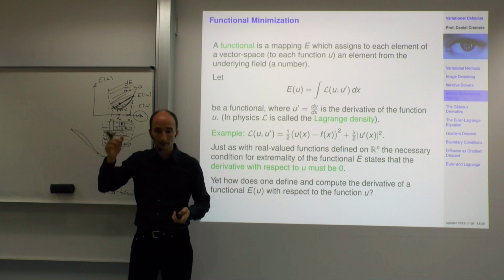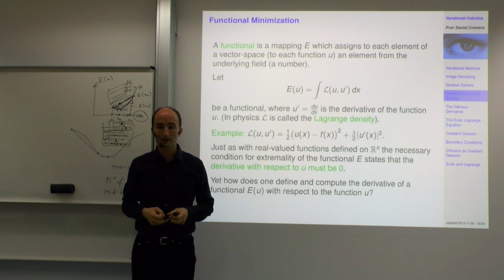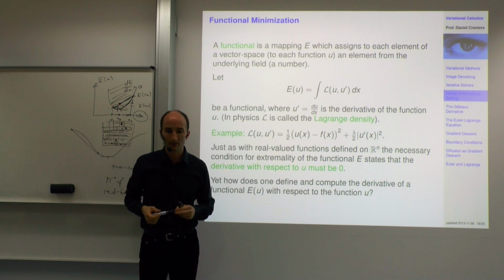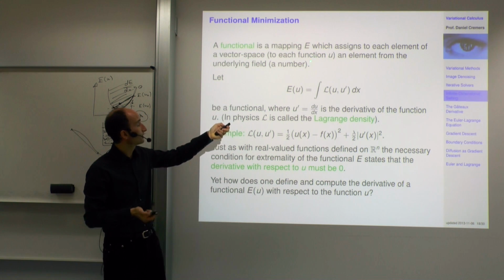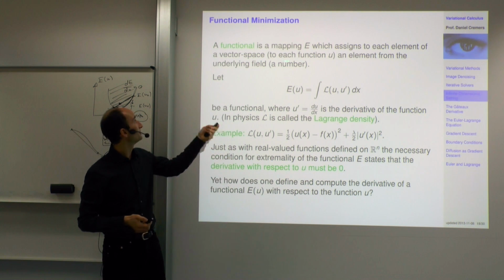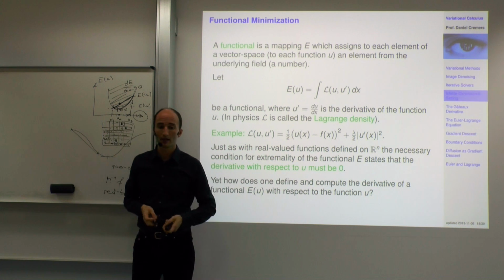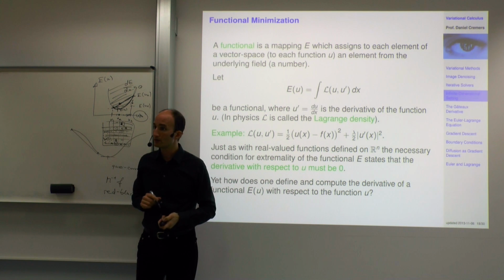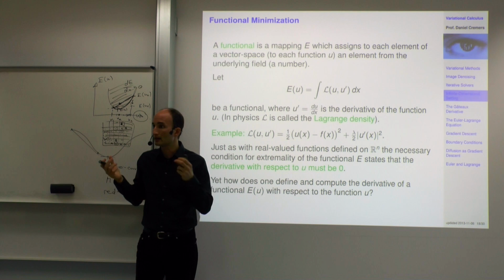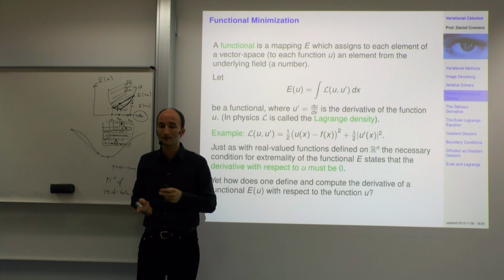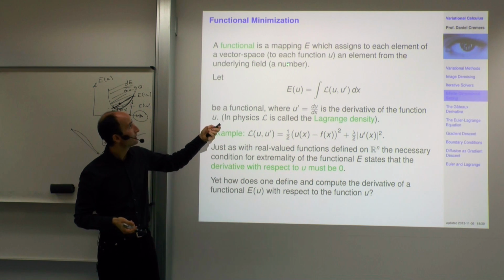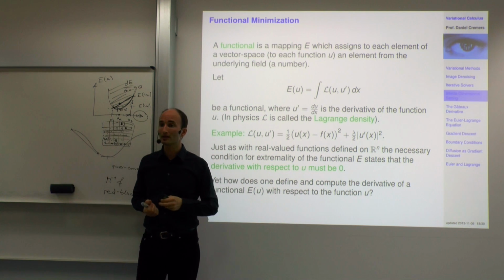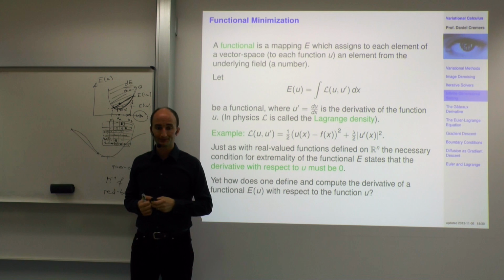And so to recap, a functional is a mapping E which assigns to each element of a vector space, so the functions form a vector space, an element from the underlying field. And of course we had vectors before. In a discrete setting, the vector of brightness values is also a vector, so a vector space. Here the aspect is that that vector space is infinite dimensional.